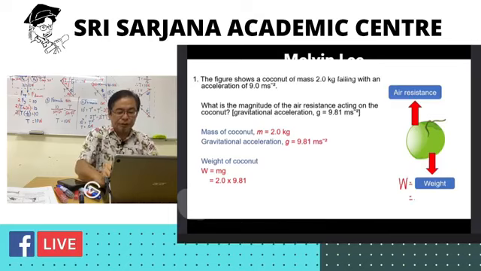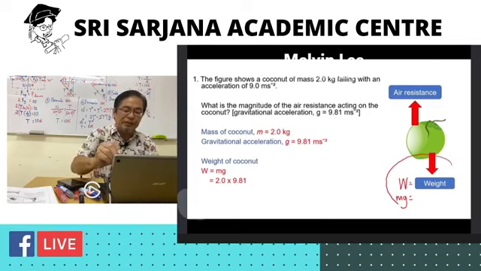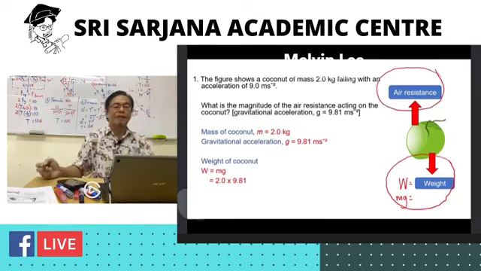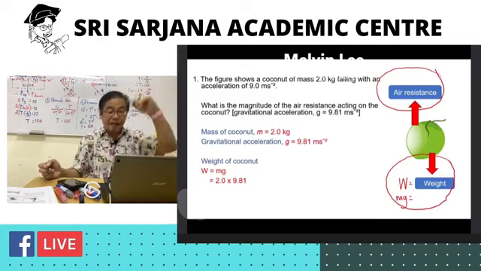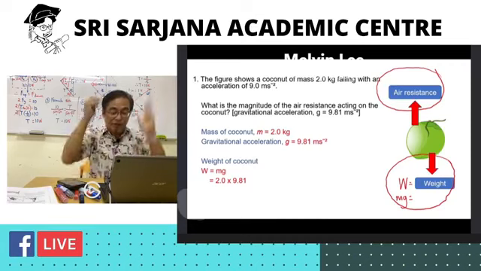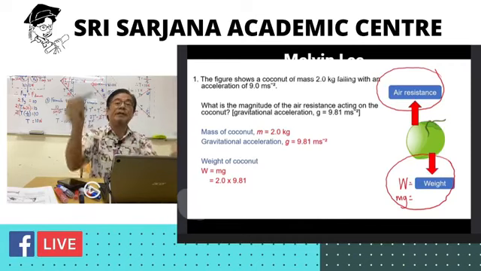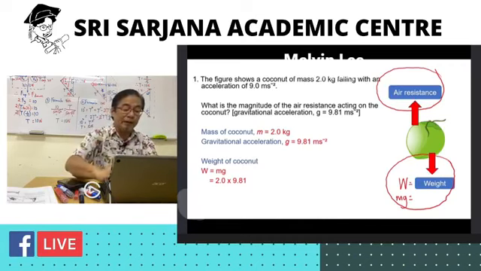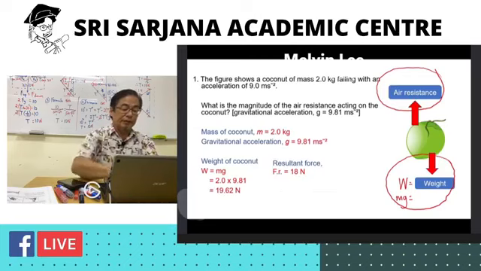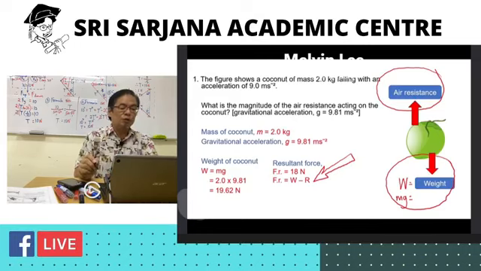So what we do now is, understood, the coconut falls down. So understood, your weight must be bigger than air resistance, betul? Kalau dia turun bawah, daya ke bawah mesti lebih besar dari daya ke atas. Remember, object falling down, downward force must be bigger than upward force. So you will take weight minus resistance. Look at the equation: weight minus resistance. So all those you just put in.